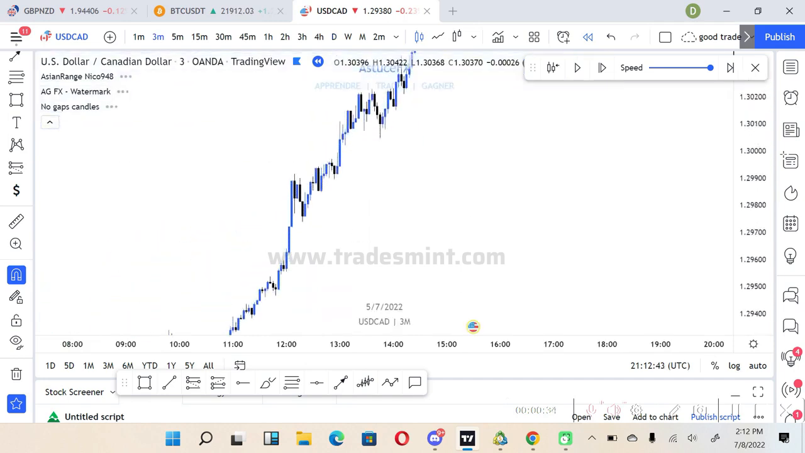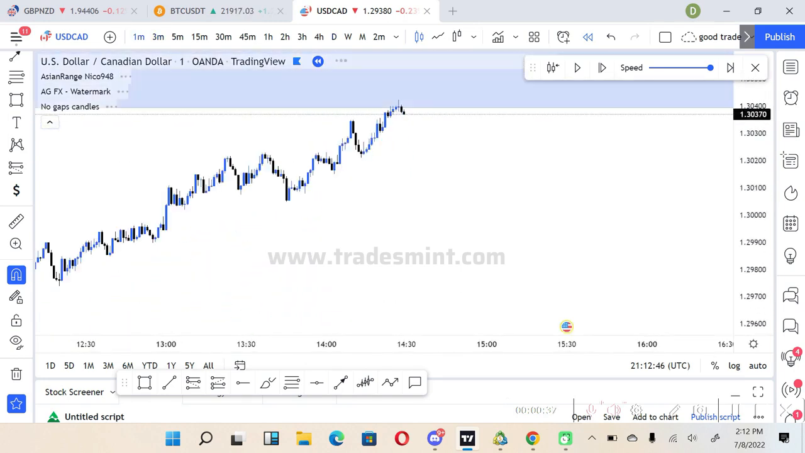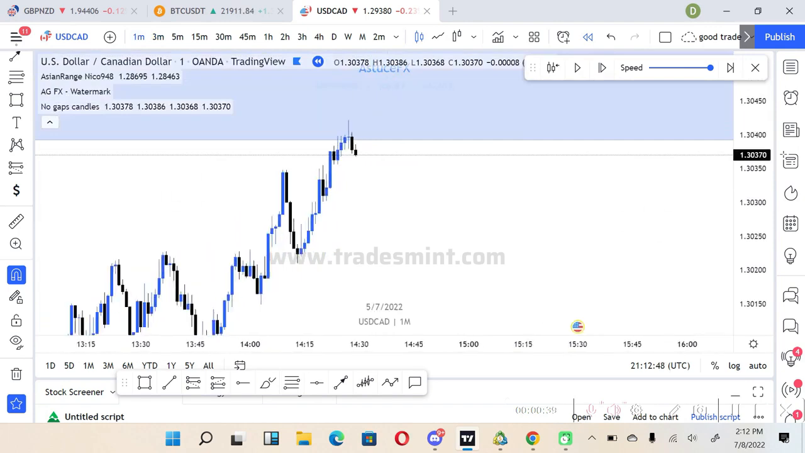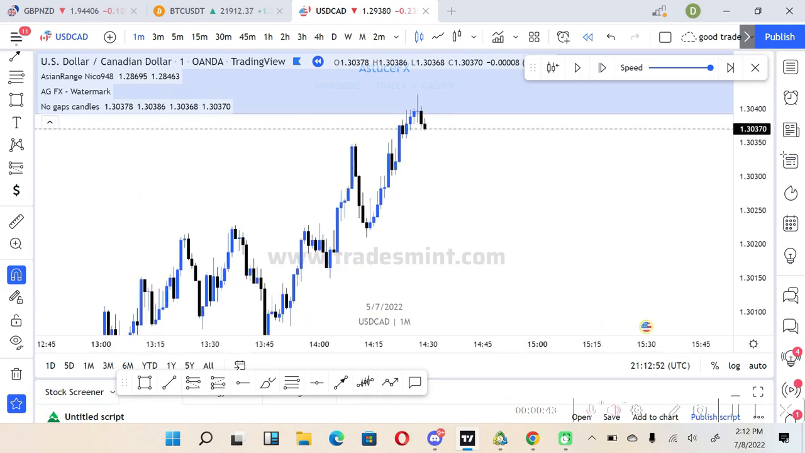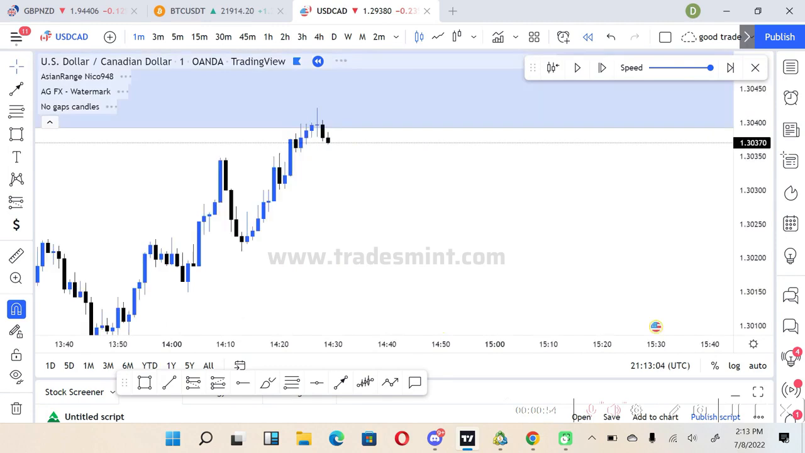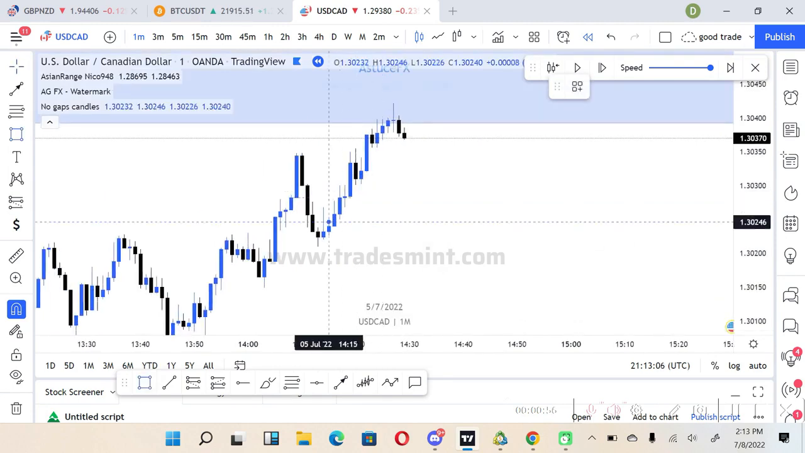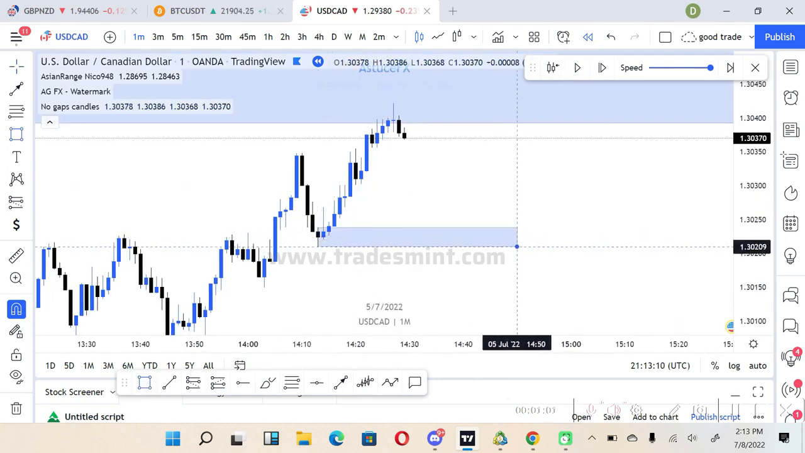Okay, so I'll get back to my lower time frame. I think it was the 1 minute I was trying to do this. This is actually the 1 minute. As we are approaching the POI, we had this. Okay, we had this impulse to the upside. The impulse started from this demand zone.